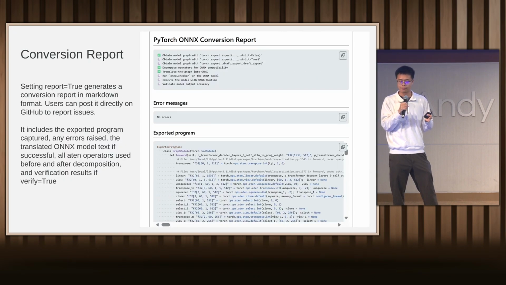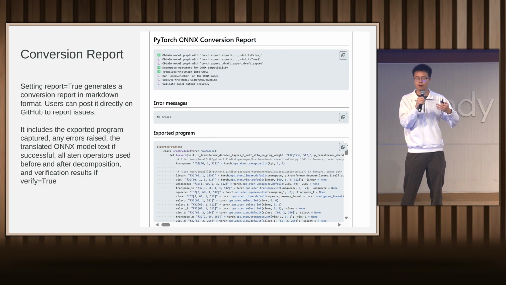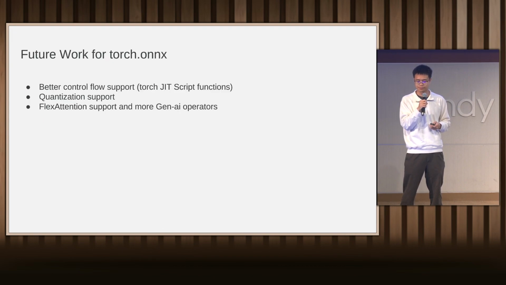And finally, we have this conversion report that is enabled with the report equals true option. This essentially gives you a markdown report of the whole export process. If any error happens, it will give you the error message and the full stack. It will also print the exported program and the generated ONNX model for you to examine, so all the intermediate information is available to you. And if you want to report that to the developers or to us and say, okay, you are doing this thing wrong or we found a bug, that is an easy means for you to do that.